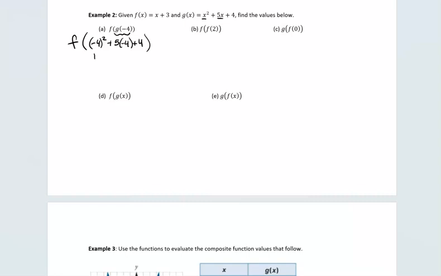-4 squared is 16. 5 times -4 is -20. So we have that, which means -20 plus 16 plus 4 is actually 0. So this is just f of 0. f of 0 means that we're going to take 0 and plug it in here for x. So f of 0 is 0 plus 3, which is just 3. And that's the answer. It is very possible to find f of a number, or g of a number. So B is not a typo. It is exactly what I wanted it to be.